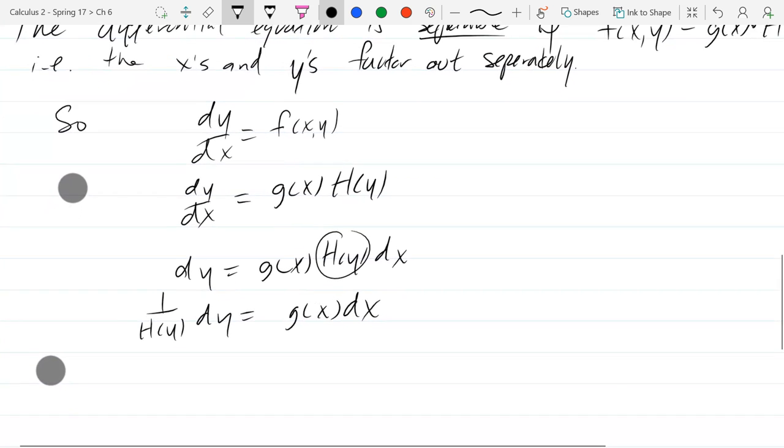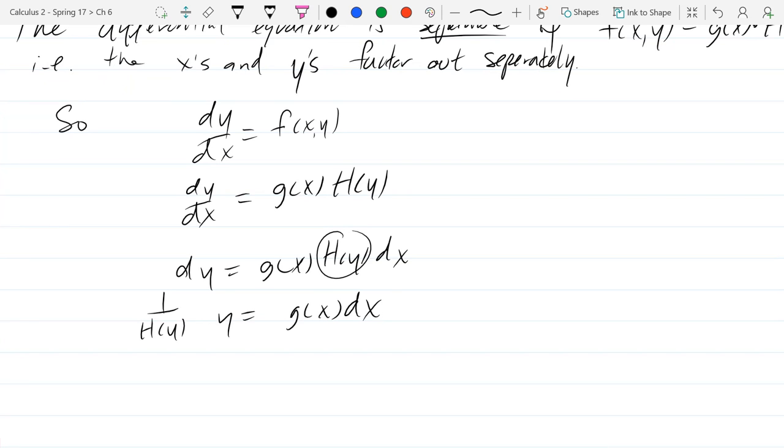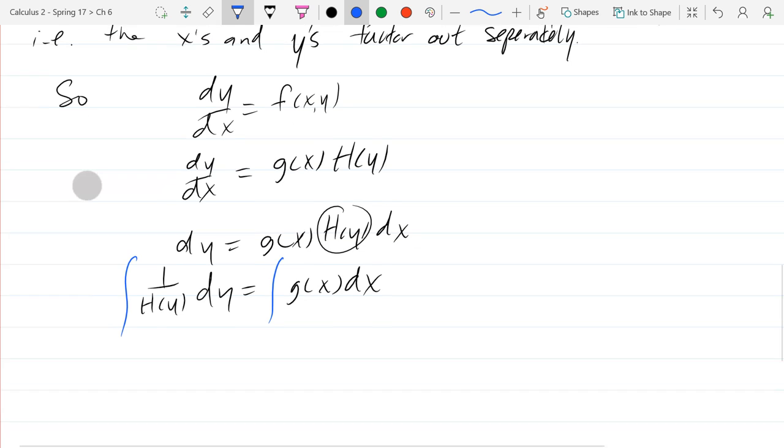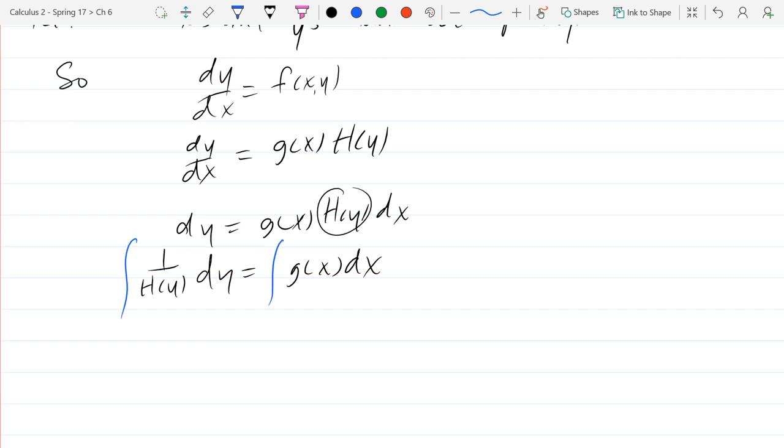And once we're down here, how do we solve for y? It's a little bit strange. But how do we get rid of dy? We take an antiderivative. That will basically consume the dy and the dx. So the operation we do is an antiderivative on both sides. Now, depending on what the functions are, you get something different on either side.